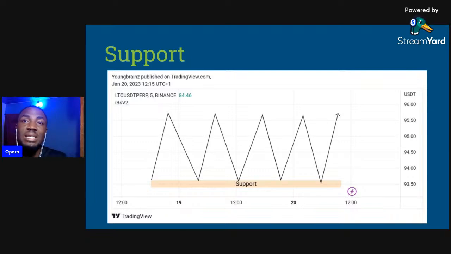So back to our support. Like I said, support provides the bottom. Whenever price gets to it, there's an immediate reversal to the upside. You can look at the chart.